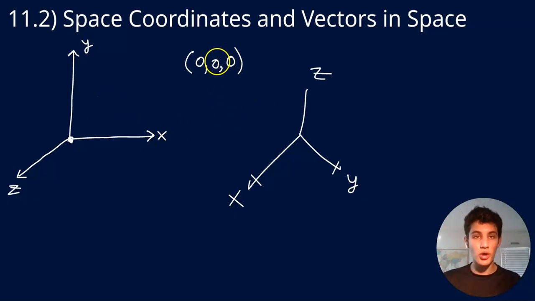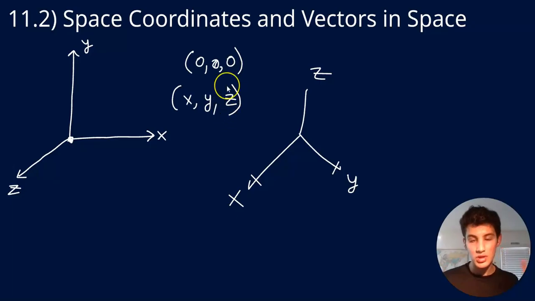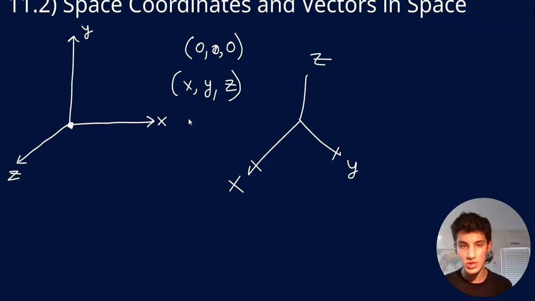Doesn't really matter. The point is you first give your X coordinate, right? So not 0. This would be X, and then you give Y, and then you give Z, right? So it's basically just an extension of the XY coordinates with an extra variable, extra dimension. Now, what do we do with this? How can we actually use this?